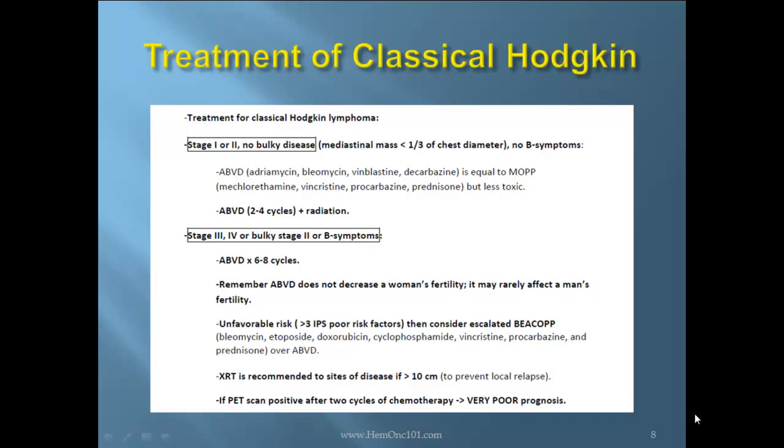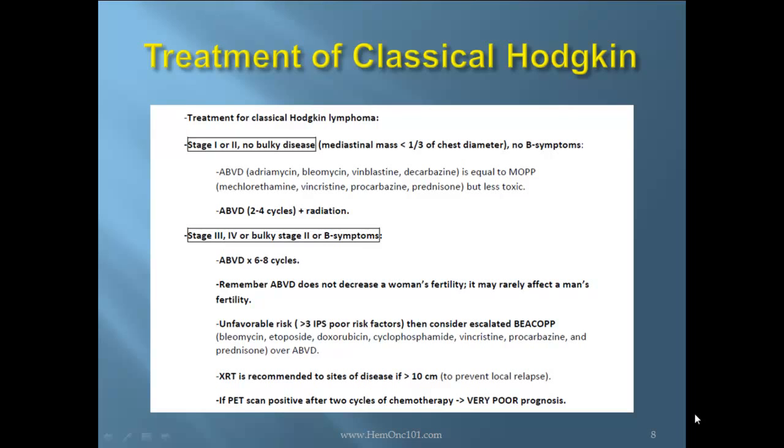The treatment of classical Hodgkin's, if it's stage 1 or 2 and no bulky disease, by bulky we mean if the mediastinal mass is less than a third of the diameter of the chest, that is not considered bulky, or no B symptoms, then ABVD is equal to MOP.